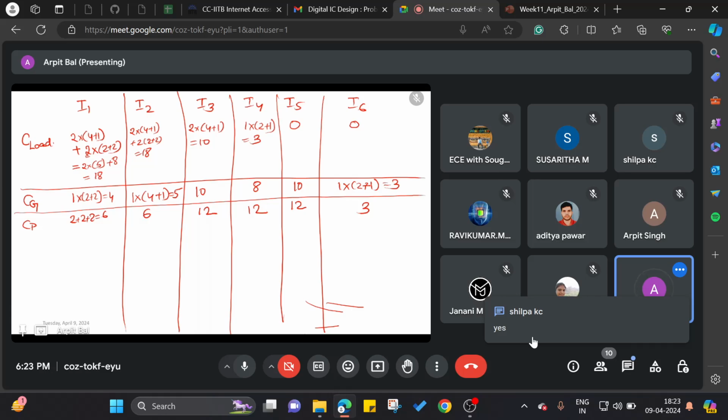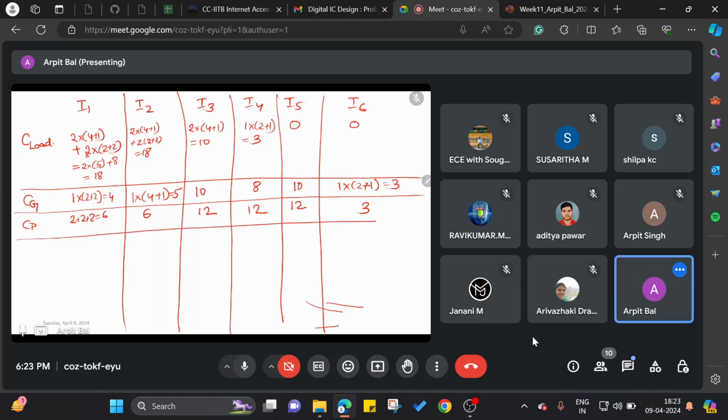Does anyone have any doubt till this part? Okay. Then let's start calculating, starting with the electrical effort. So what is the electrical effort's formula? Does anyone remember? C out by C in. Correct. So basically that is CL by CG. You have the values of CL and CG, and you just need to divide it.